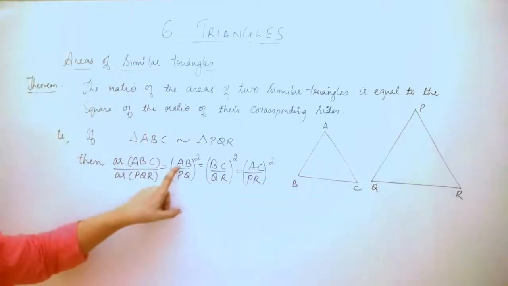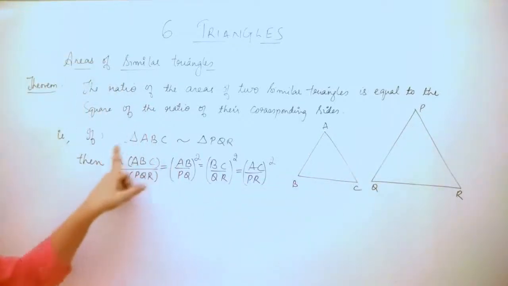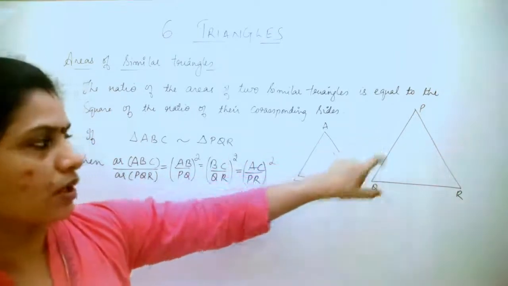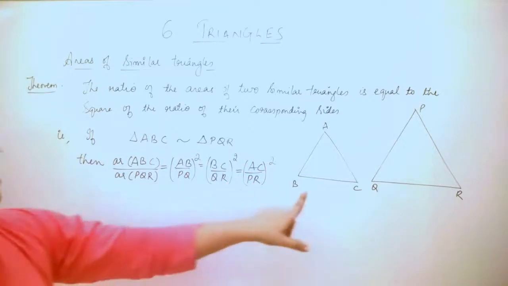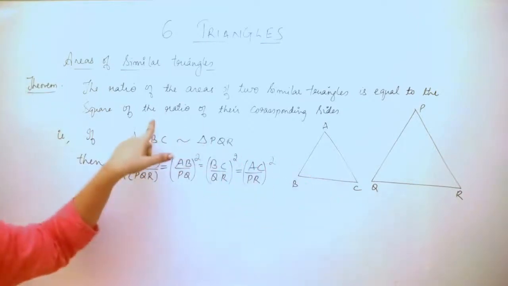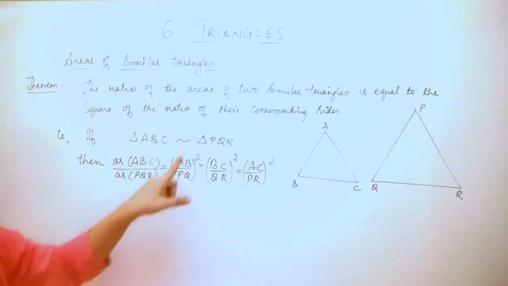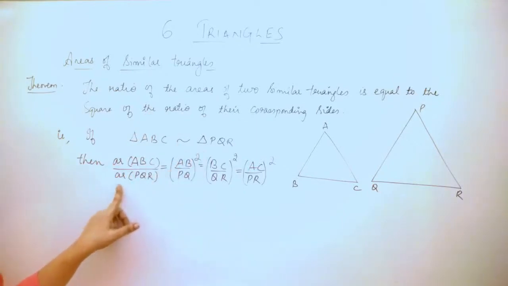So if you have the area ratio taken like this, you can write AB by PQ the whole square, which will be equal to any of the sides' squares ratio, it will be the same. The ratio of any of the sides, its square will be the same as the value of the ratio of the areas of the two triangles which are similar. Okay, that is the theorem.